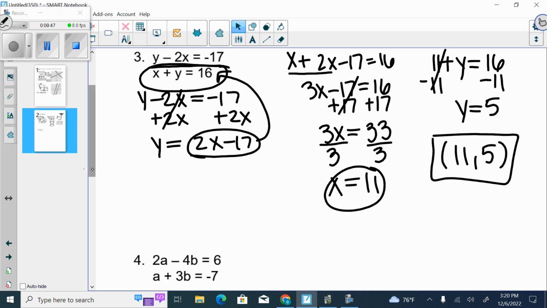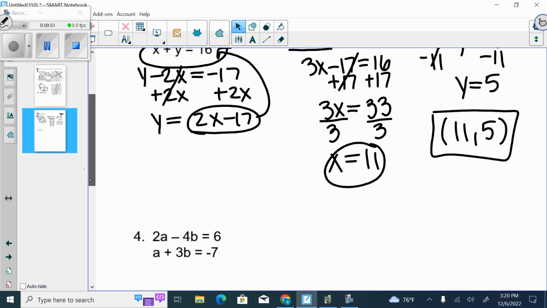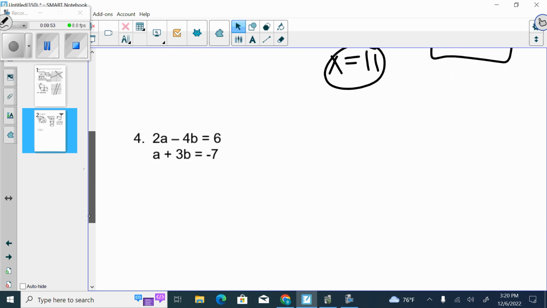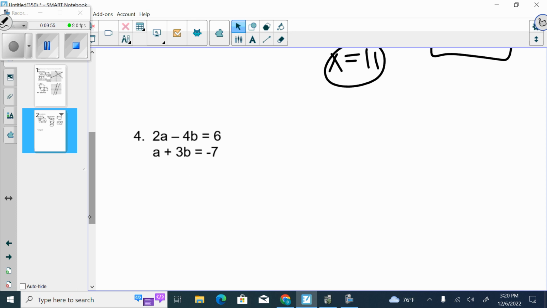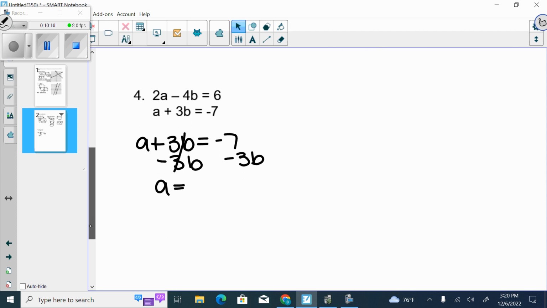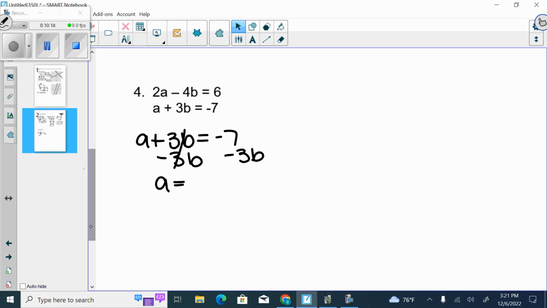Okay, on that next equation, is there a letter all by itself? No. What letter looks like it's probably going to be the easiest to get by itself? The a in the second equation, right? Okay. So we got a plus 3b equals negative 7. What am I going to do to get a by itself? Subtract 3b. Very good. So a is equal to, we can't actually put them together, right?